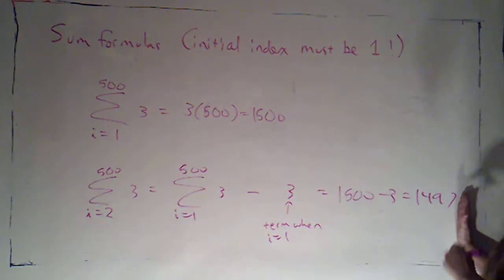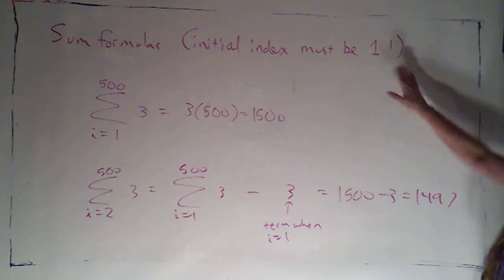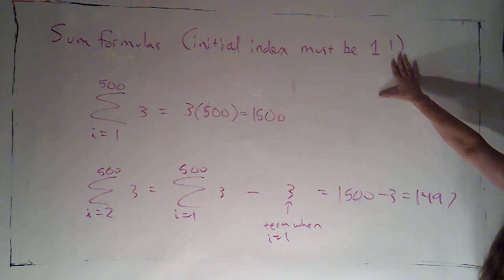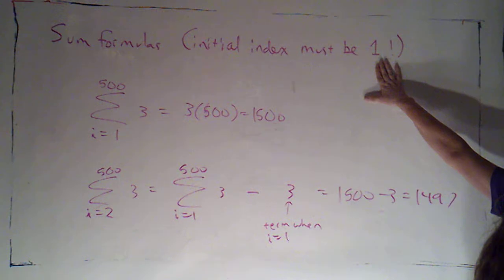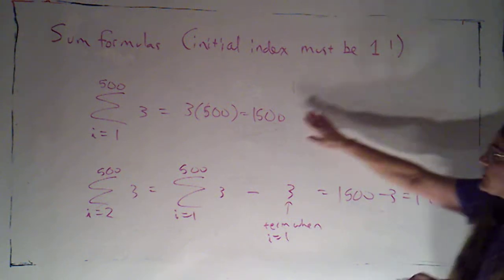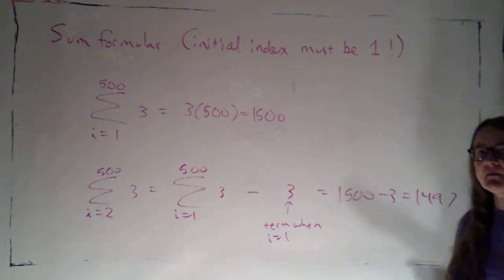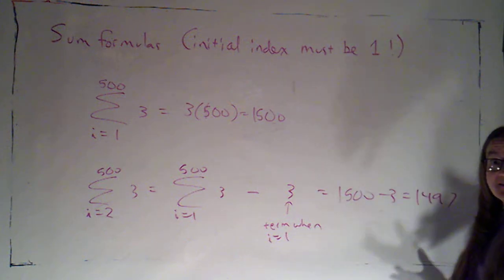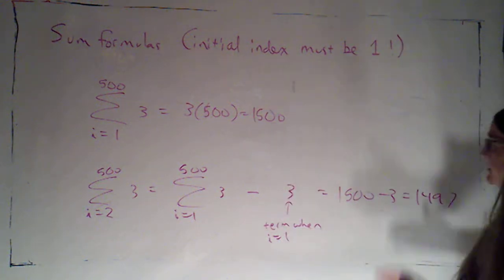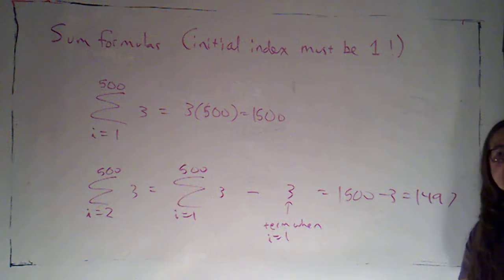It would be 1497. So all of the formulas that we're going to be going over right now assume that the initial index is 1 to give us the correct answer. If we start someplace else, we can adjust the formulas to say, hey, we left off some terms, so let's subtract them from what the sum would be.